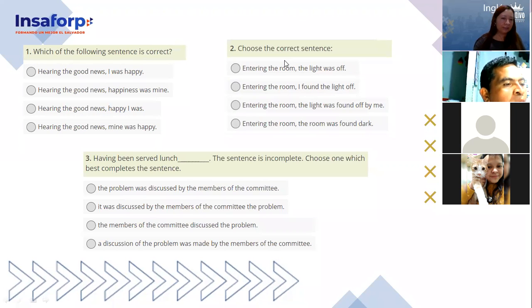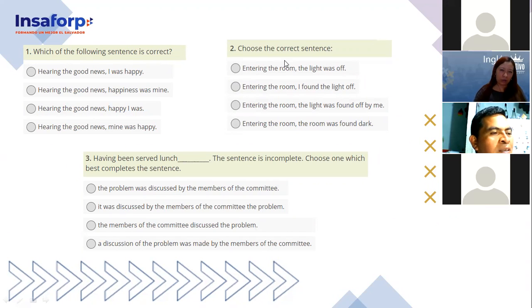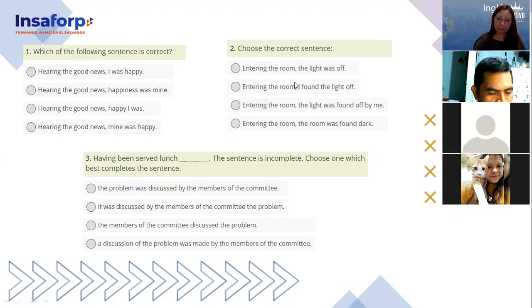I'm gonna select, let's see. Eduardo, thank you. Vamos, number one, Eduardo, please. The number one, which of the following sentences is correct? I think it's the first. Hearing the good news, I was happy. Correct. Estamos utilizando participio, estamos utilizando adjetivos después del sujeto, así que estamos bien. Yes. Hearing the good news, I was happy.